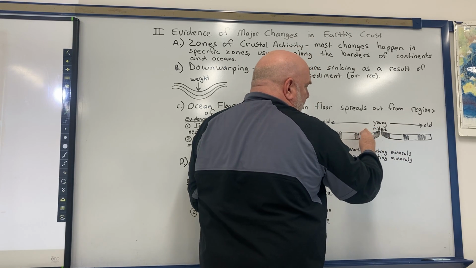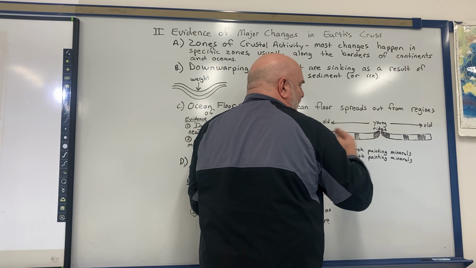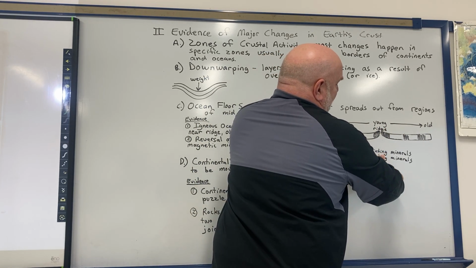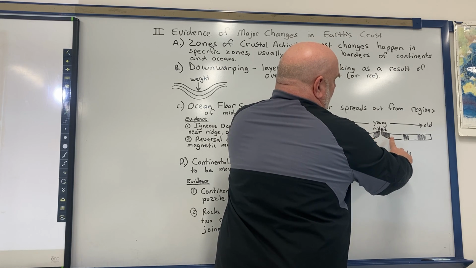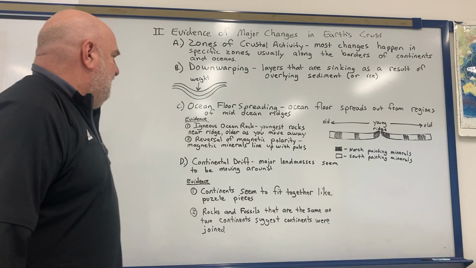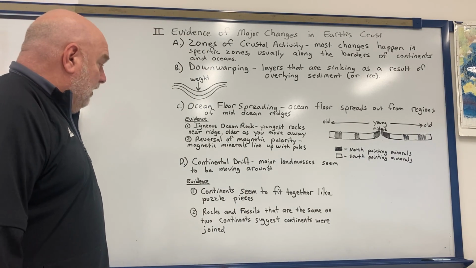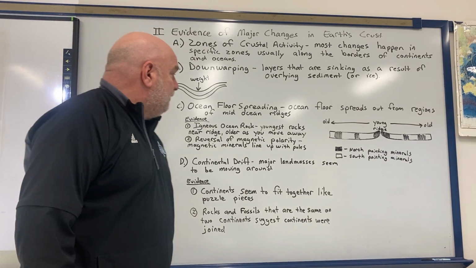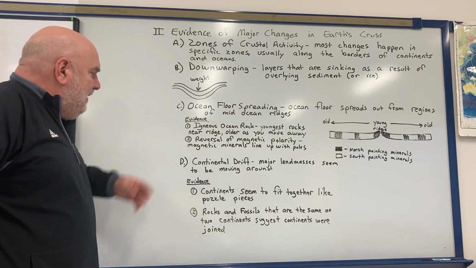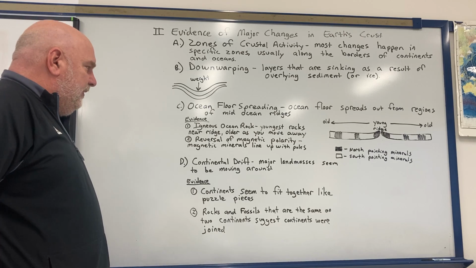So again, because the one pattern of magnetic orientation on one side is a mirror image of the pattern on the other side, that suggests that new rock's coming up like that and then spreading like that. Right? So that's another piece of evidence that the ocean floor is spreading apart. All right, next. Another major change, continental drift.